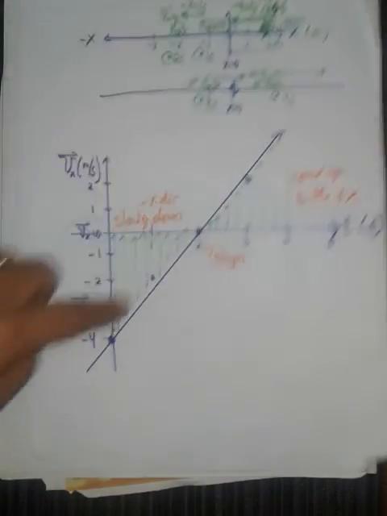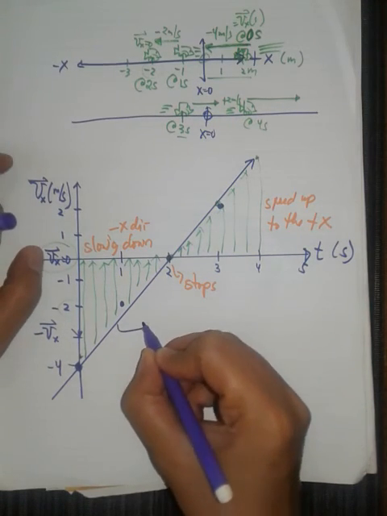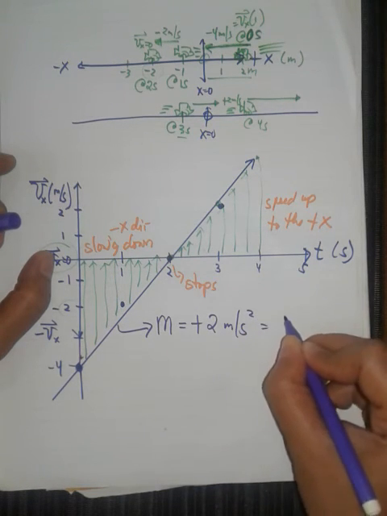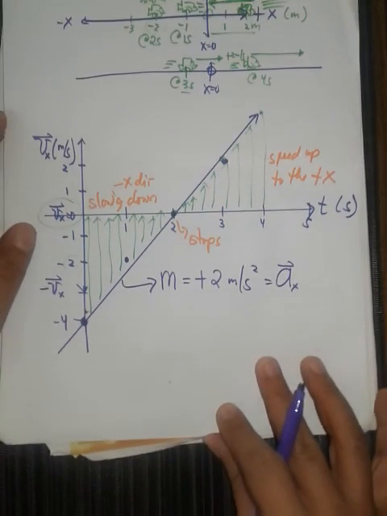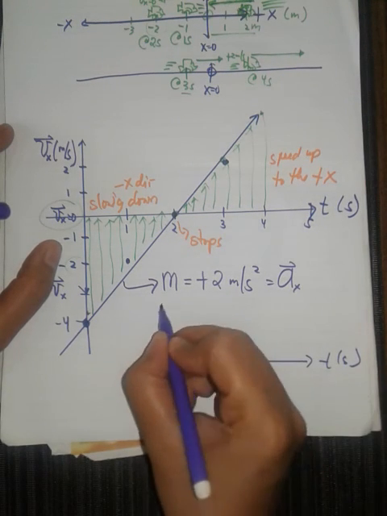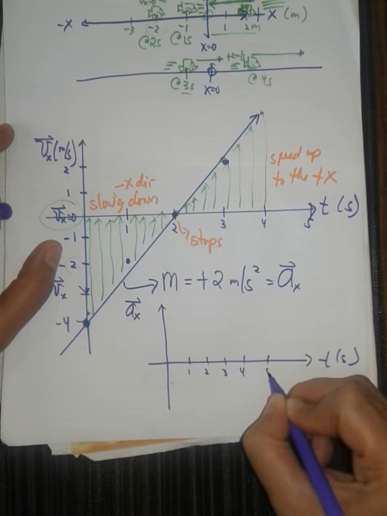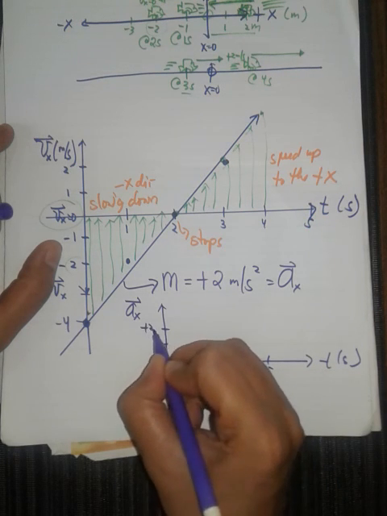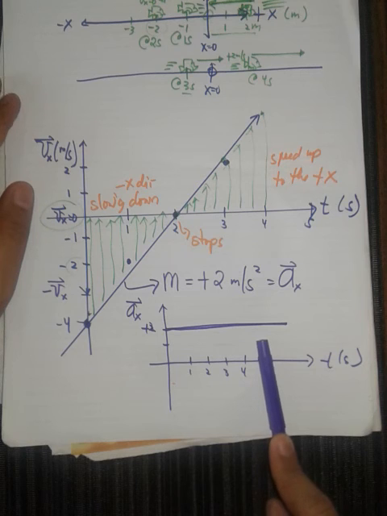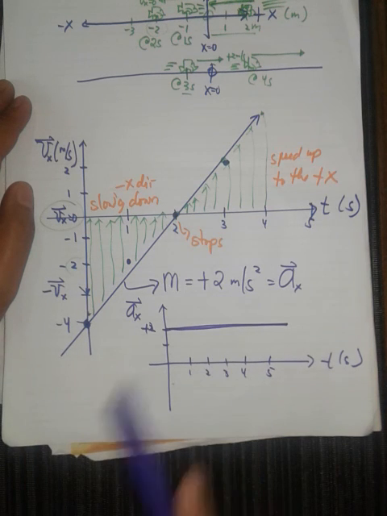So, if we graph this, if we get the slope of this line, okay, the slope of this velocity time graph, the slope of this is positive 2. And that's meter per second squared, which is equivalent to acceleration. Kaya pag i-graph natin ito, acceleration versus time, this is time in seconds, and this is acceleration along the x. This is 1, 2, 3, 4, 5 seconds. Then 1, 2, positive 2. Yung graph natin, ganyan. That's a constant acceleration. Meaning, as time goes by, the rate of change of the velocity is a constant value.